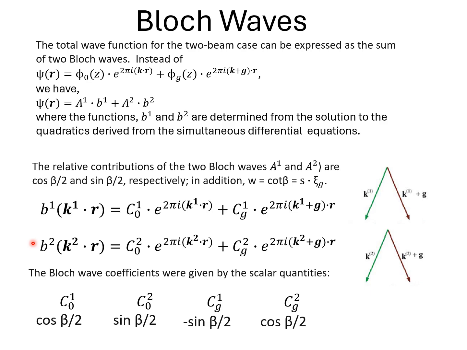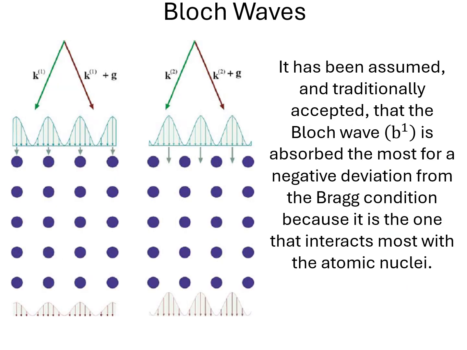Okay, so the two Bloch waves have wavelengths which are greater and smaller than the incoming waves. I've mentioned that already, so I don't have to talk about that anymore.